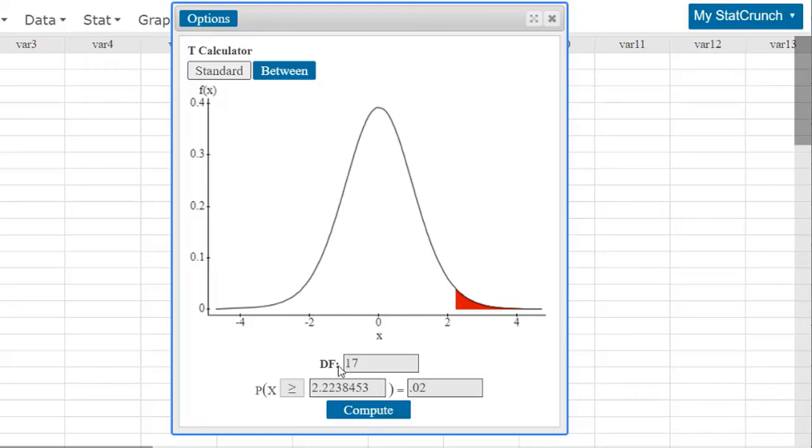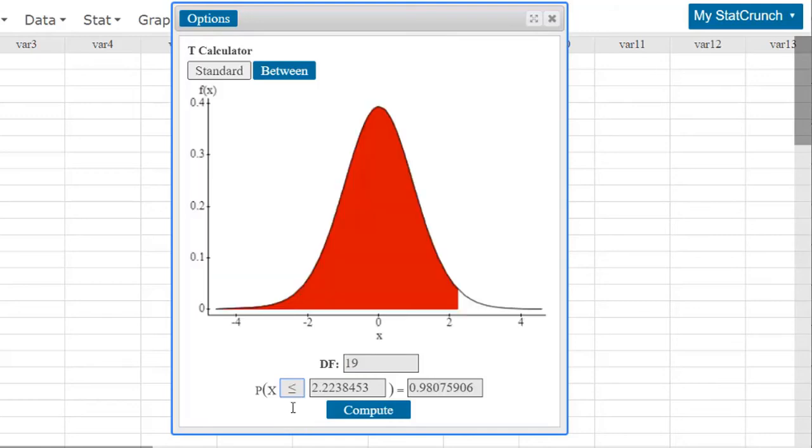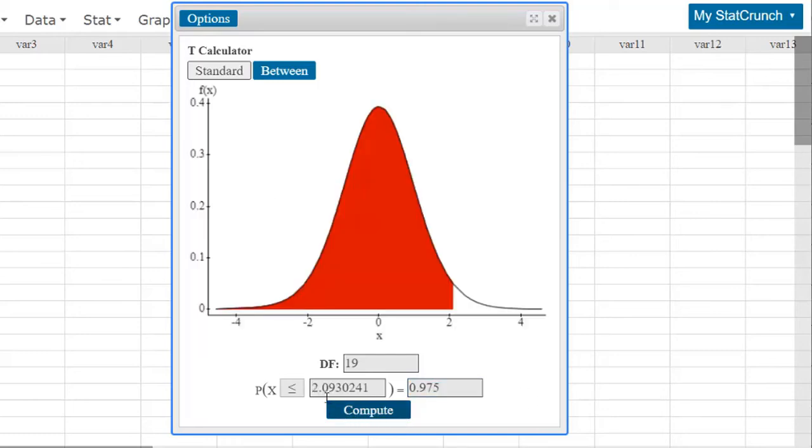For part B, I can change my degrees of freedom to 19. And in this case, we knew the area in the left tail was 0.975, so I can change this to be less than, and then change this value in the outer box to 0.975. And when I say compute, then I get 2.093, which again agrees with what we got from the table and what we got from the calculator.